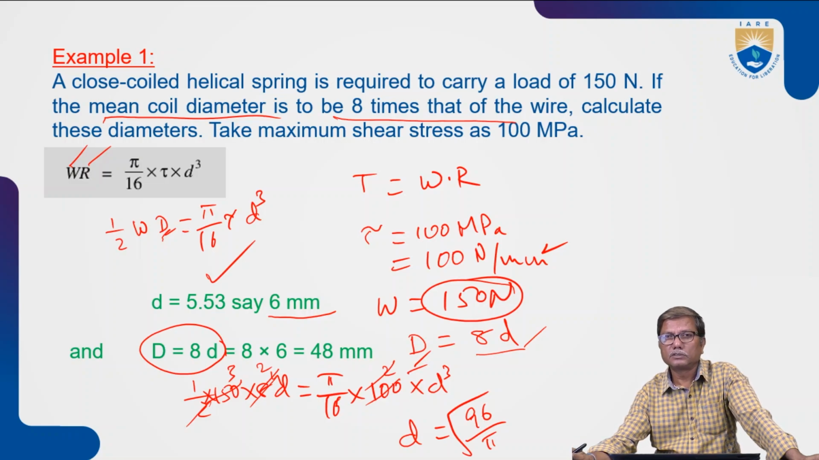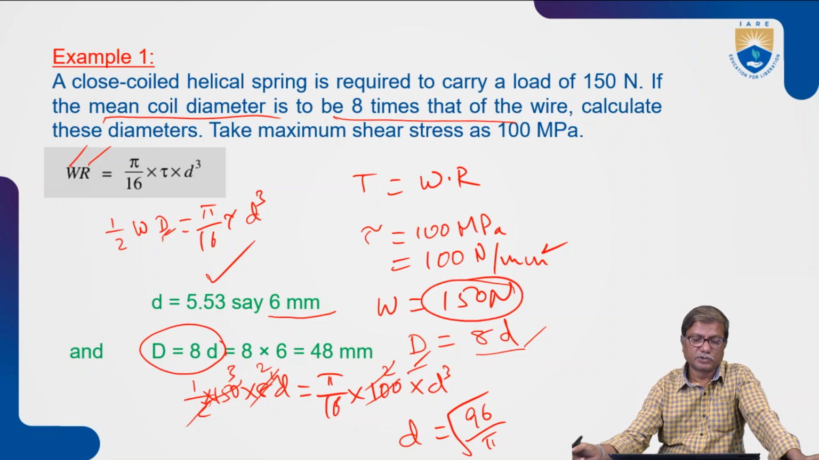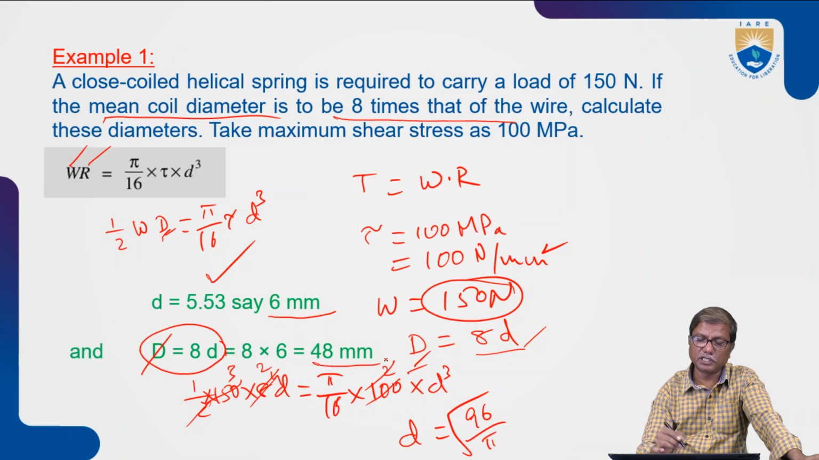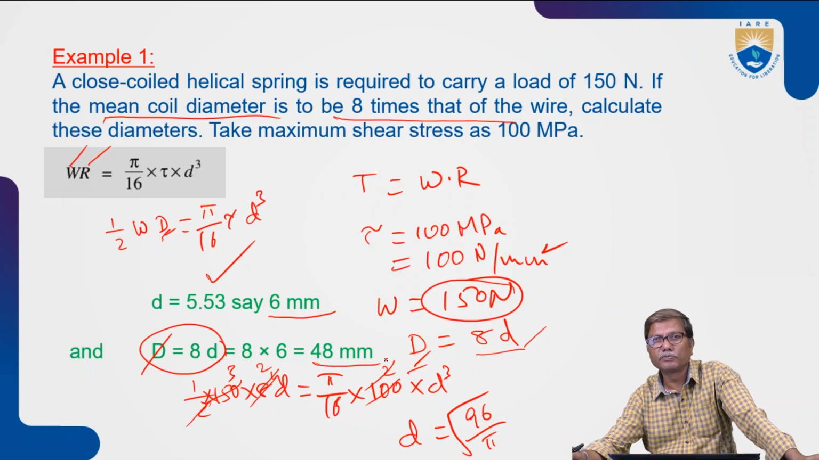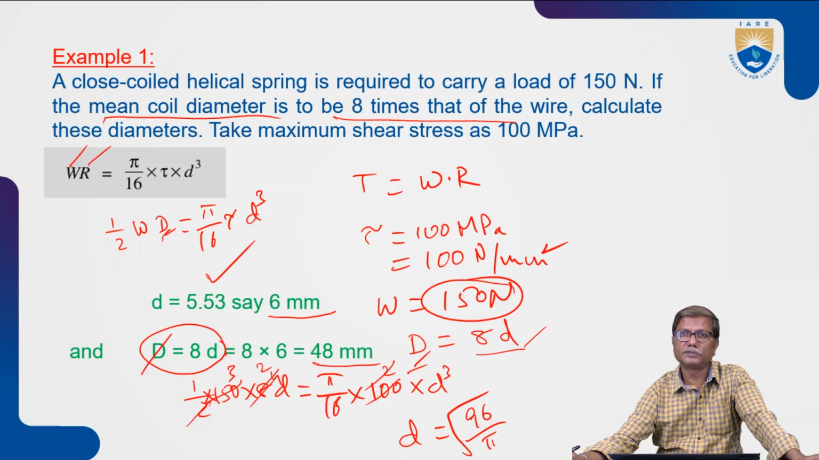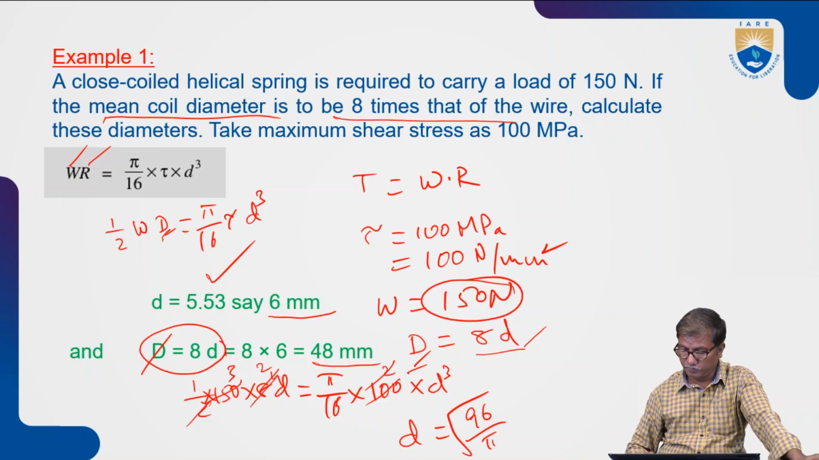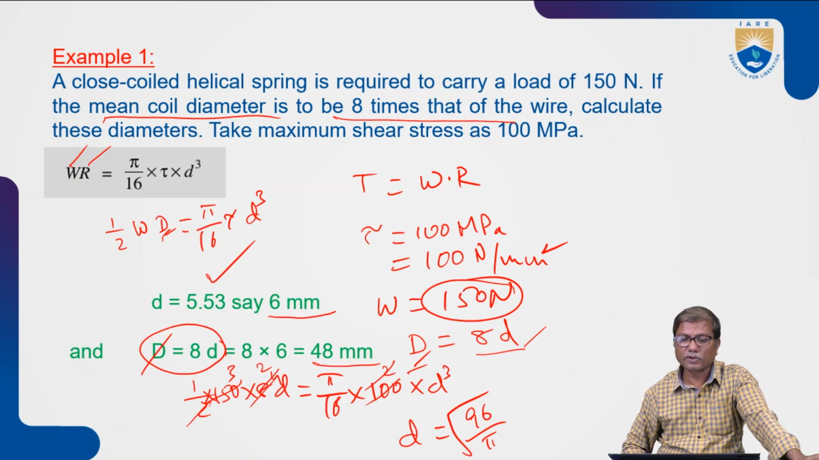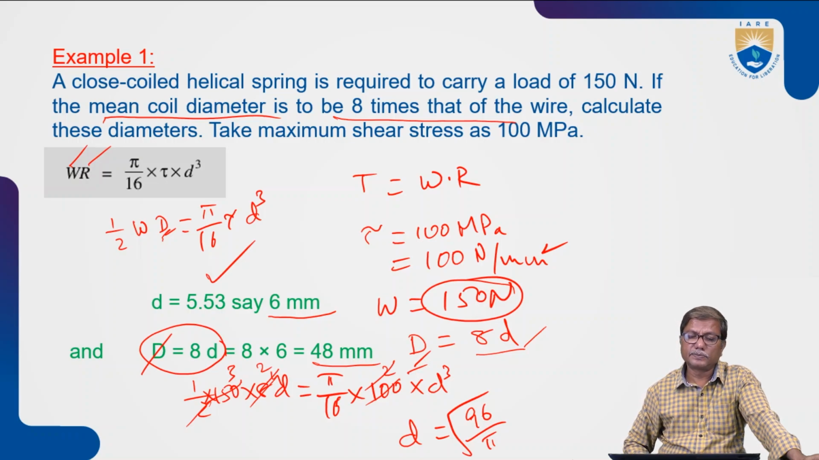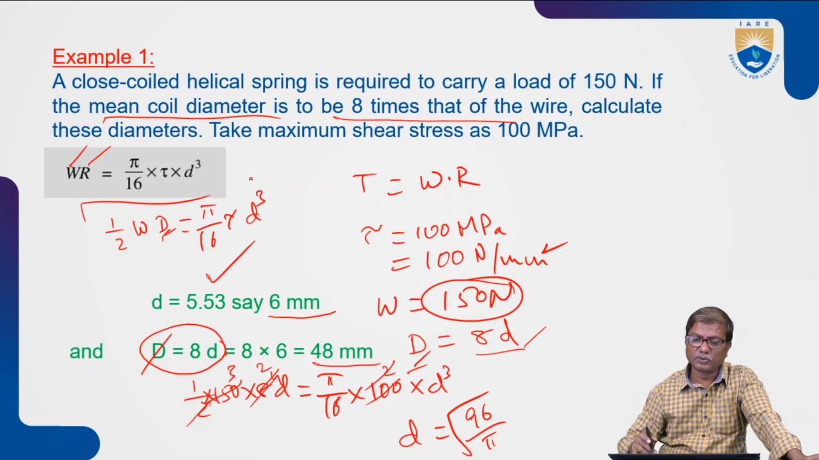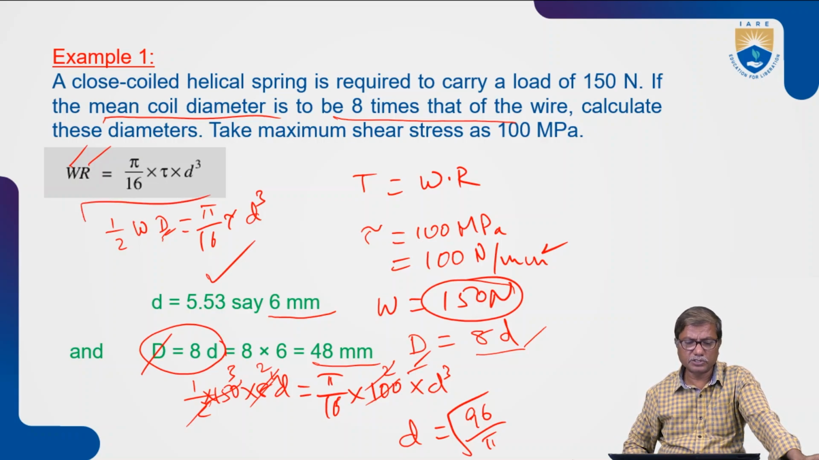So taking the wire diameter 6, the coil diameter will be 8 times of that, that is 48 millimeters. The coil diameter will be 48 millimeters. So like this we can solve the problem. Here we need to remember these expressions, all these expressions we need to remember.